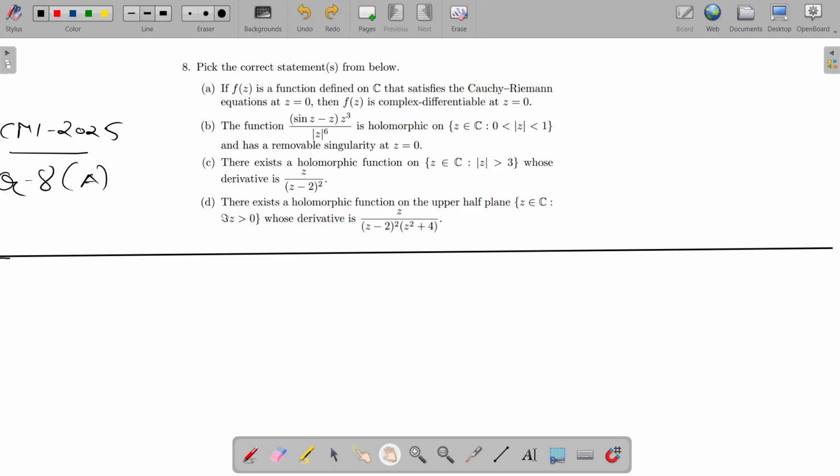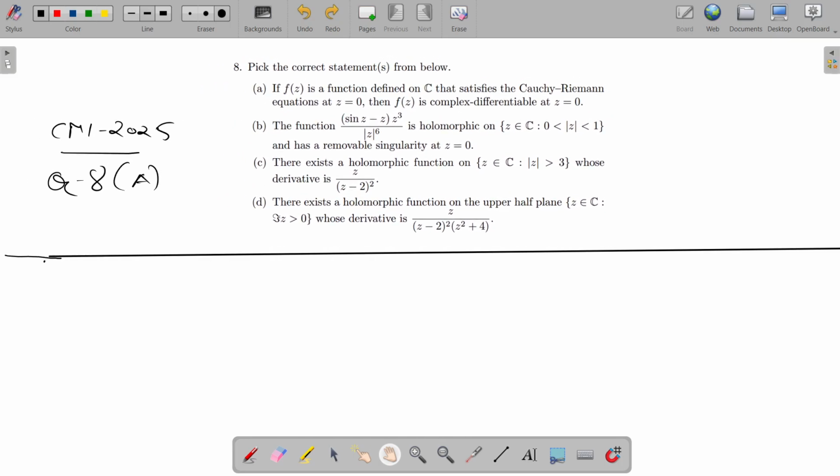Hi guys, so today we will be trying to solve this problem from CMI 2025 question number 8. It is saying to pick the correct statements from below. Our first option is: if f(z) is a function, let me just write it.